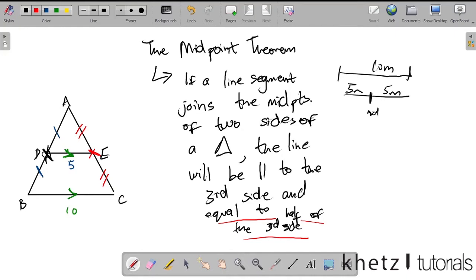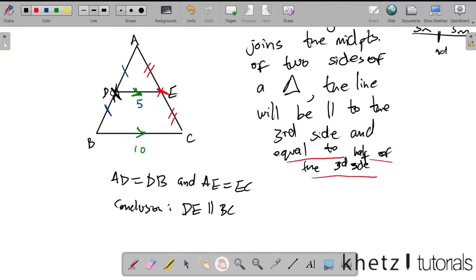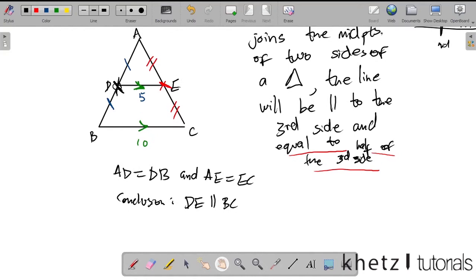If you are given, or if you find out after doing a few calculations, that AD is equal to DB and AE is equal to EC, then you can make the conclusion that DE is parallel to BC, and not only that, but DE is half of BC.